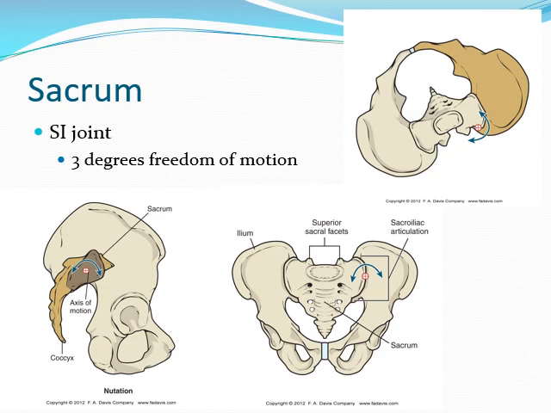So at the sacrum, now again, much like the spine, we have some different motions that take place. You're going to have anterior and posterior rotation, which occurs in the sagittal plane. You're going to have abduction and adduction, which happens in the frontal plane. And you're going to have medial and lateral rotation, which happens in the transverse plane. Okay, so those are the 3 degrees of freedom of motion that you have at the sacrum.